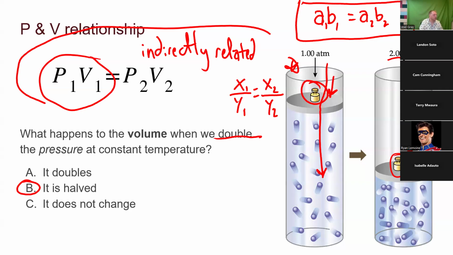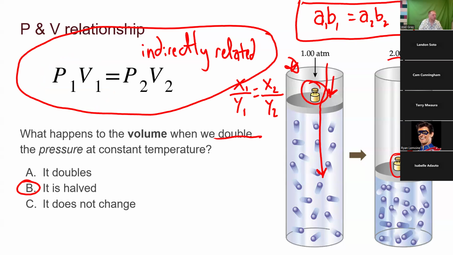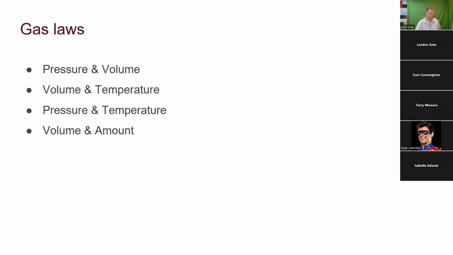This right here, indirect. This right here, directly. So X1 over Y1 is equal to X2 over Y2. X and Y are directly related to one another. Okay.